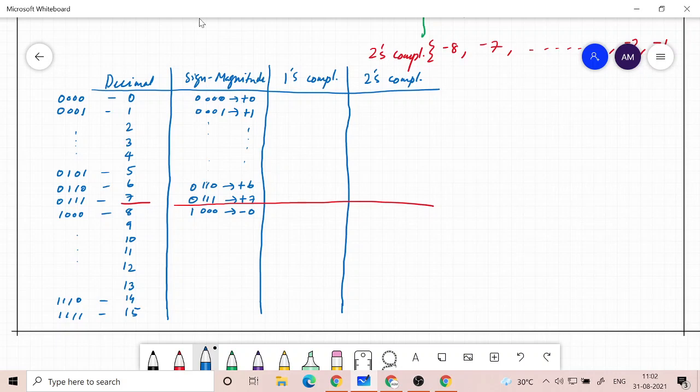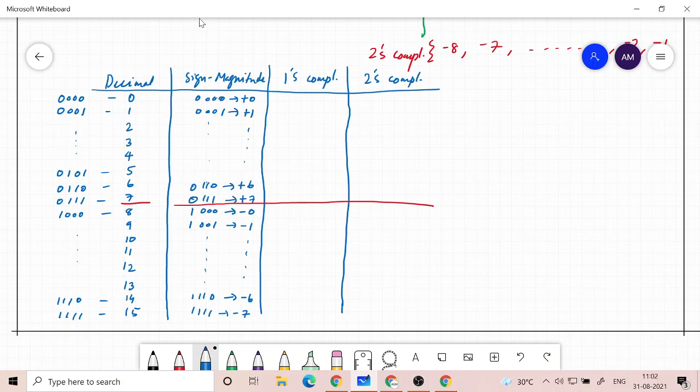If it is 0, it is positive. So the next one, 1 0 0 1, is basically minus 1. And the 3 bits are basically the magnitude. The first bit is the sign. So this way you go, and then you have 1 1 1 0, which is basically minus 6, and then 1 1 1 1, which is minus 7. So this is the sign magnitude form.